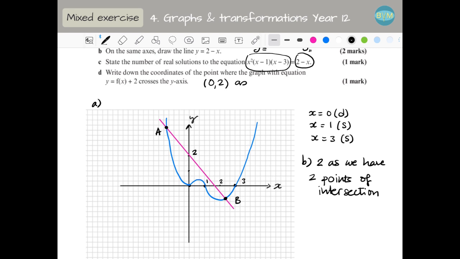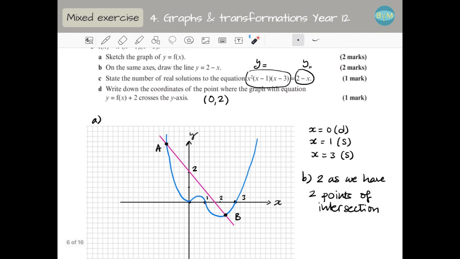You don't have to explain too much because it's a 1 mark question, but in an exam you could say something like, as the quartic has moved up by 2, this is a transformation, a vertical translation by vector (0, 2), something like that. And that's all for this question.